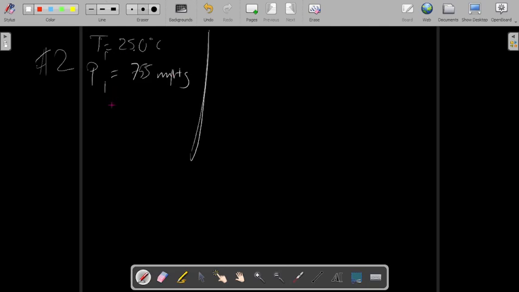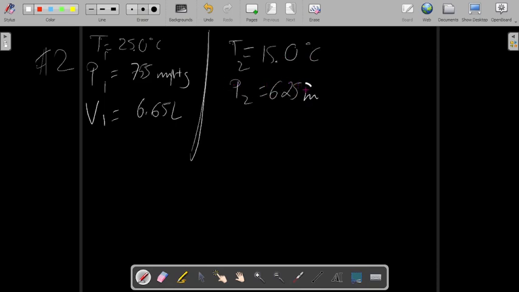So its volume, volume 1, equals 6.65 liters. It then rises to an altitude where the temperature is 15 and the pressure is 625 millimeters of mercury. What is the new volume at that altitude? Volume 2 is our question. Great. I'm going to modify the temperature first.